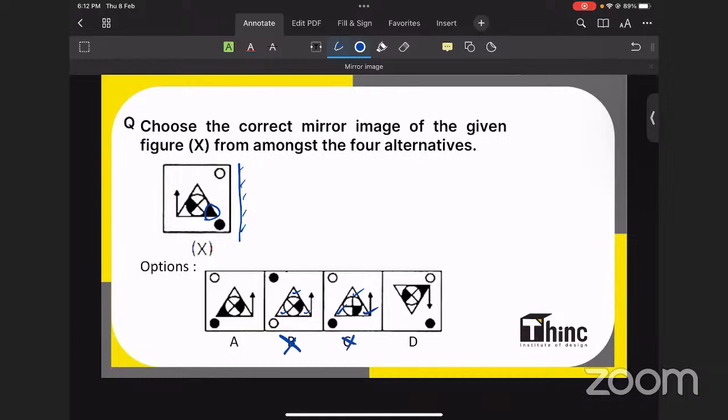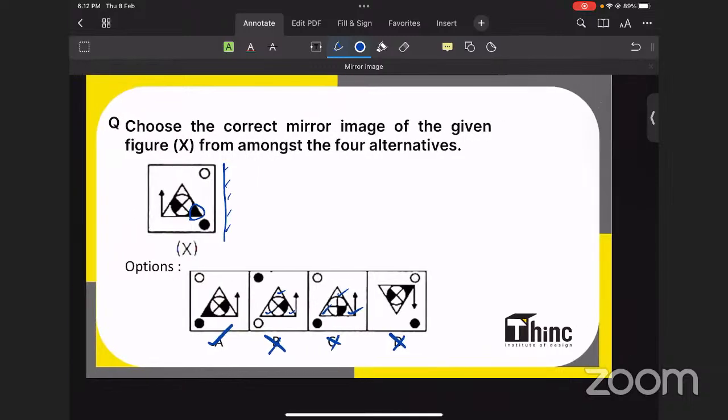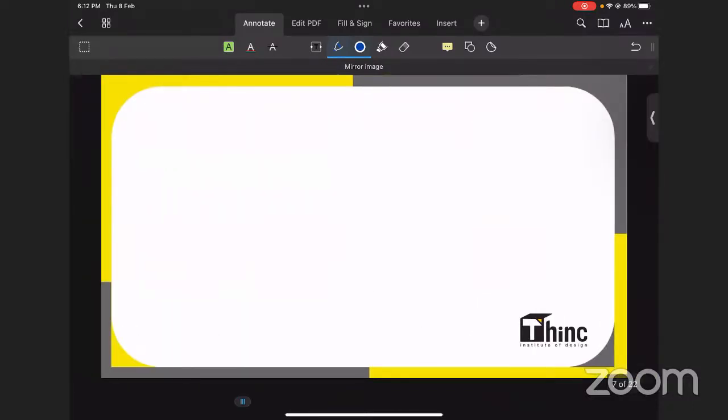Top to bottom changes, is it permissible here? Not permissible. Simply option A. Top to bottom changes are not permissible here, and similarly, you can go for distortions also. So this is the first type of mirror image question.